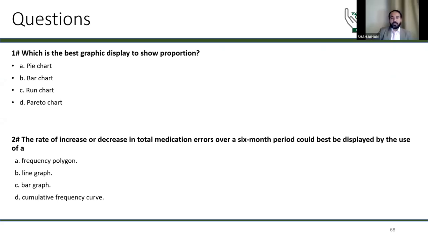Okay, you are right, line graph. Because as we discussed before, if we want to see any data over time, we will use the line graph. So it's the correct answer.